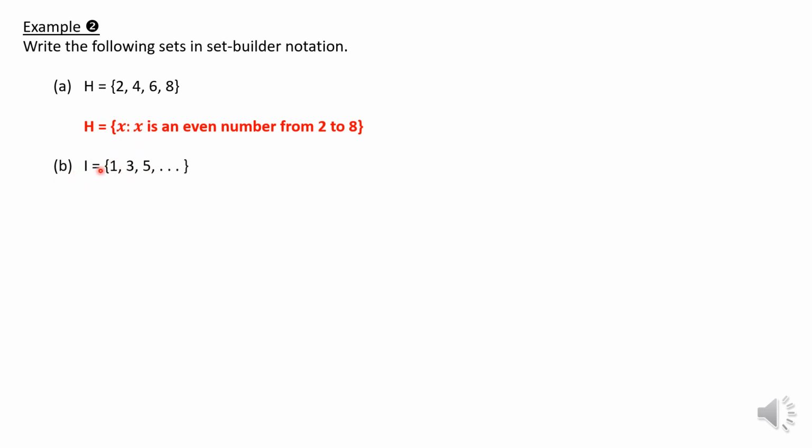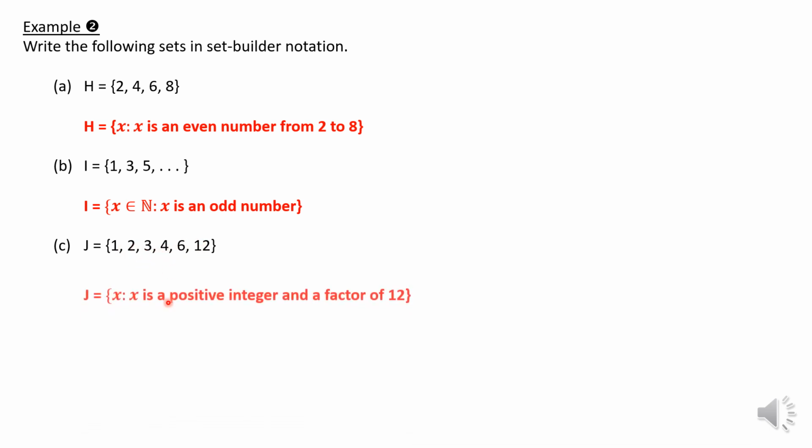And this one here, be careful, because you can see it's an infinite set. The moment we start writing it, we indicate what it is an element of. So we can say x is an element of the natural numbers and x is an odd number. It would not have made sense to say integer there, because there are integers that are not odd numbers. And this one here, if you look at these numbers, these are numbers that go into 12 and they are positive whole numbers. So you can say x is such that x is a positive integer and is a factor of 12.